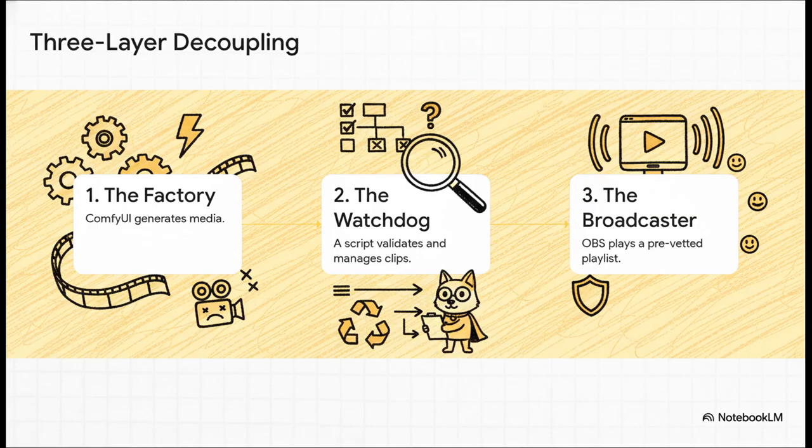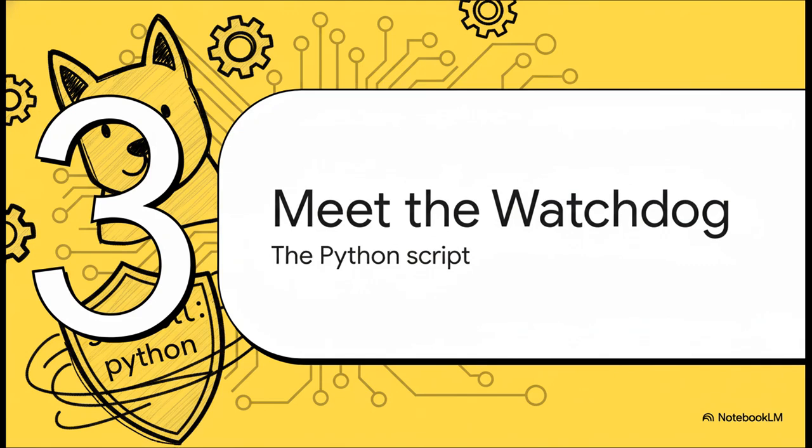Over here, you've got the factory. That's ComfyUI. Its only job is to make videos. That's it. On the other end, you have the broadcaster, OBS. Its only job is to play whatever you give it. And right in the middle, the real hero of this story, the watchdog. It's a smart script that acts as the quality control manager. So now, if the factory has a problem, it doesn't take the whole broadcast down with it. Game changer. It's this middle layer, this watchdog, that really changes everything.